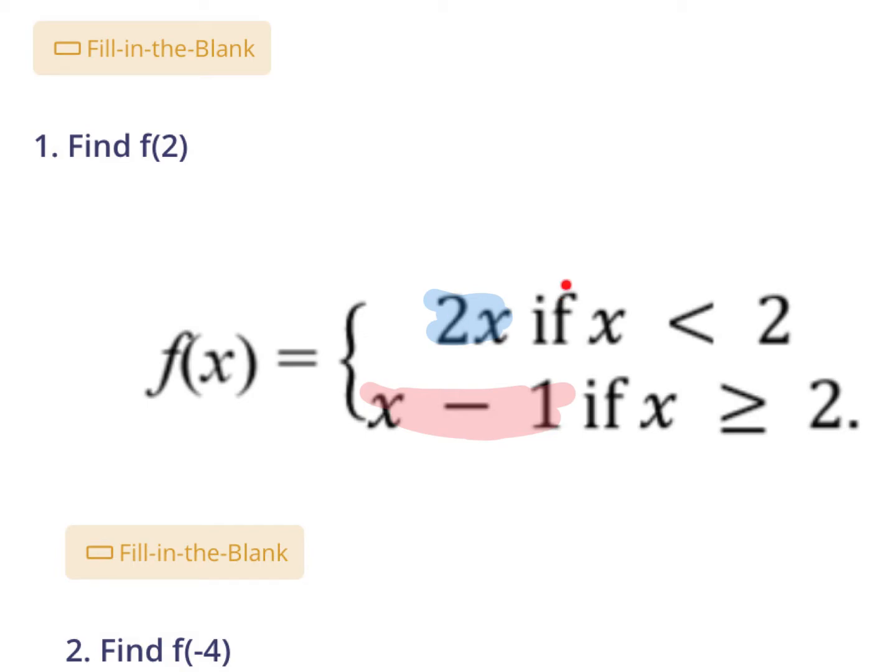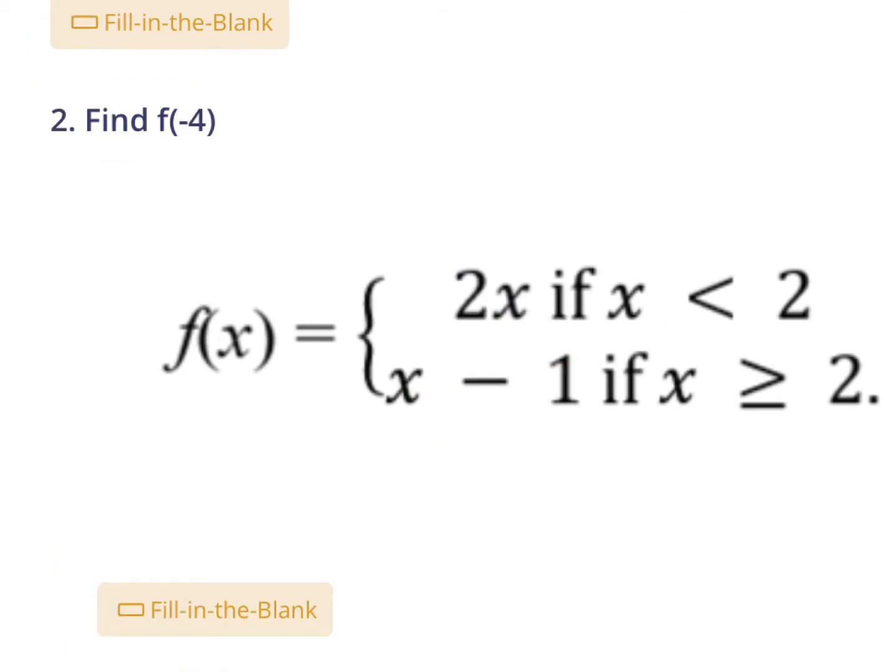You're going to use the top one if your x value is less than 2. As you can see, this is 2, and 2 is not less than 2. 2 is equal to 2. So the bottom one says to use this bottom one if x is greater than or equal to 2. There's the or equal to part. So we know we're going to be using the bottom one. So all we need to do is take the number 2 and plug it in right here. 2 minus 1. 2 minus 1 is equal to 1. There's your answer. Let's move on.